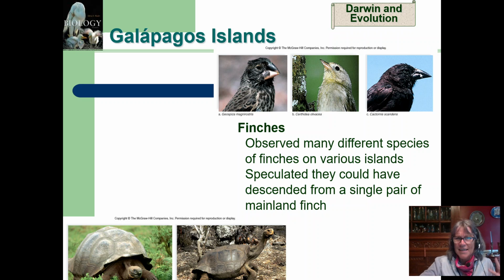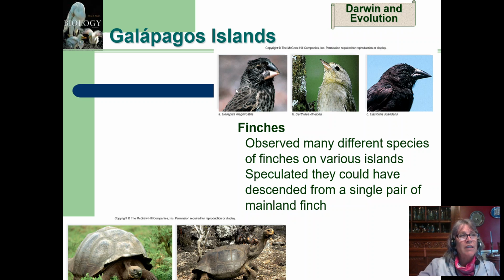He wasn't sure what they were, and then he had a fellow scientist who was a birder who looked at them and said, oh, look at that. Yeah, they're all different species of finches. They just looked quite different from the finches he was used to in Europe. But they were finches. He observed lots of different finches on the different islands, and their main difference was their beak size. And so he speculated they could have descended from a single pair of mainland finch, based on the environment or the niche that they filled.